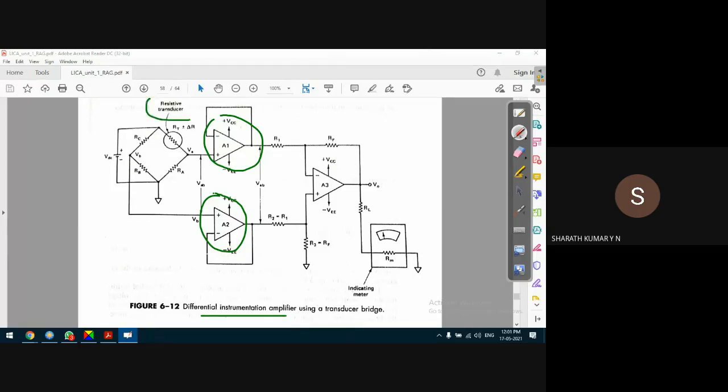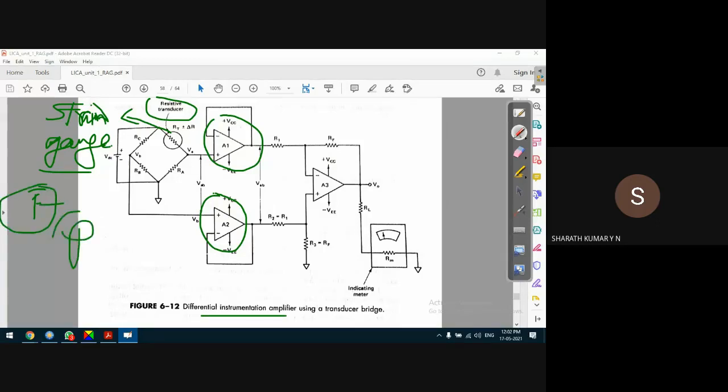We have a resistive transducer. The best example of a resistive transducer is the strain gauge. A strain gauge, as the name suggests, is used to measure stress, pressure, or force. I think you have a measuring instruments course, in which you will study strain gauges used to measure force or pressure. When force or pressure is applied on the strain gauge, its resistance changes. That resistance is measured in the Wheatstone bridge.